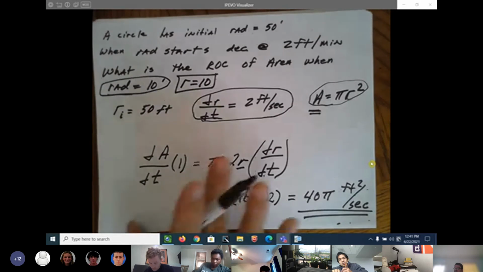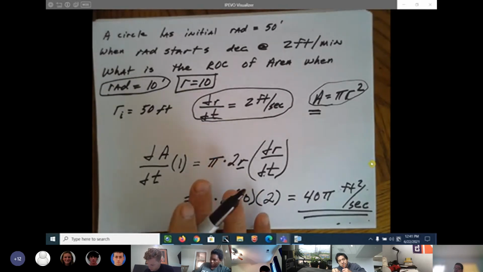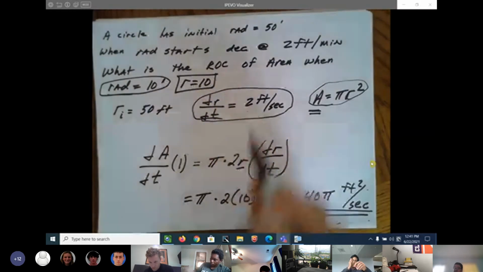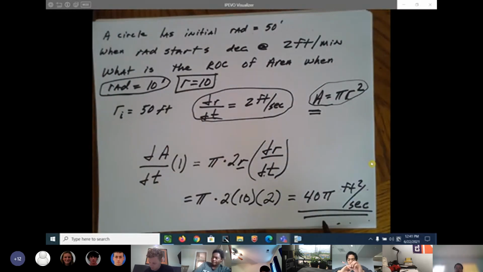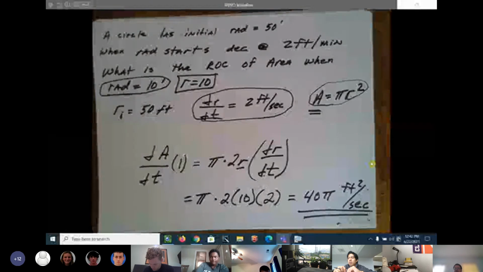So what does this mean? This means that when your radius is equal to 10 feet, the area of your circle is expanding 120 feet squared per second. 120 square feet is your bedroom. 10 times 12, that's a standard bedroom. So it's expanding the area of a 10 by 12 bedroom per what? Second.